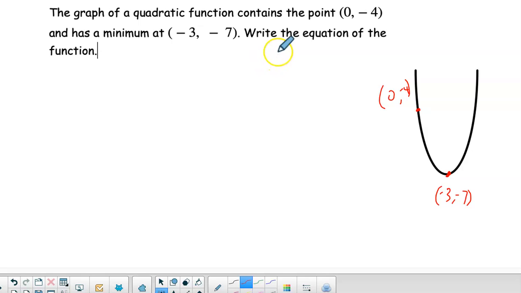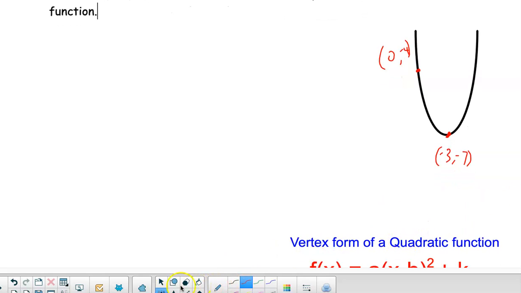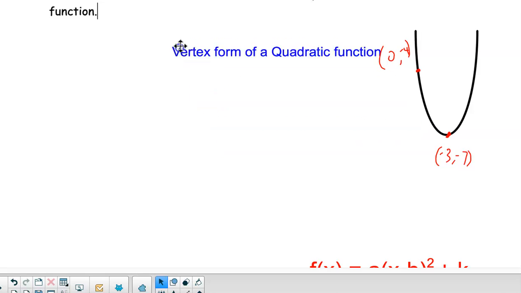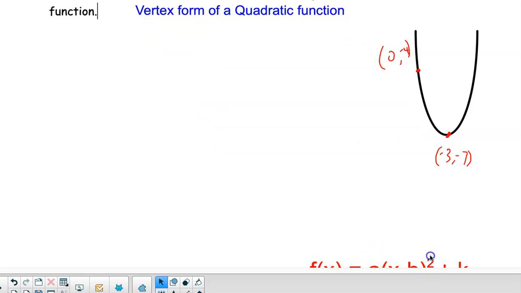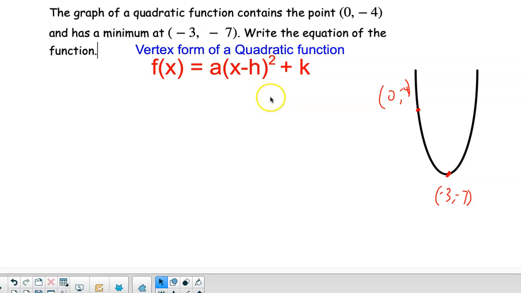All right, our task is to write the equation of the function. The best form of a quadratic function to use is the vertex form, which is f(x) = a(x - h)^2 + k. Now you already have some information. The minimum value is nothing but the vertex. So for this vertex, this is your h and that is your k.